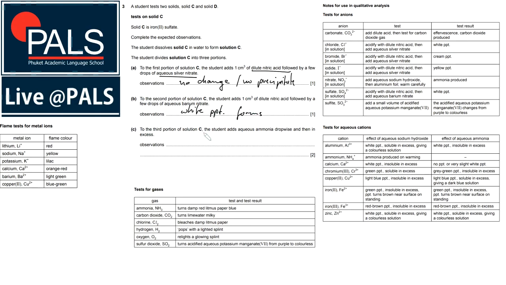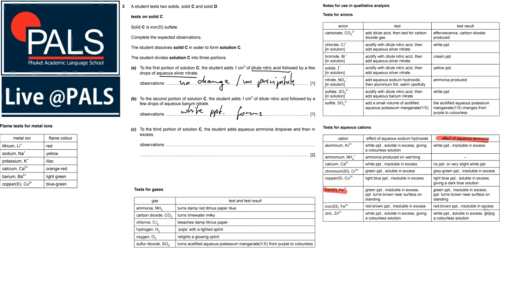The third portion of solution C, the student adds aqueous ammonia dropwise and then in excess. So now we are probably testing for the iron 2 ion. So let's check iron 2. And we are adding aqueous ammonia. So we are in this column. So we get a green precipitate which is insoluble in excess, but the precipitate turns brown near the surface on standing.